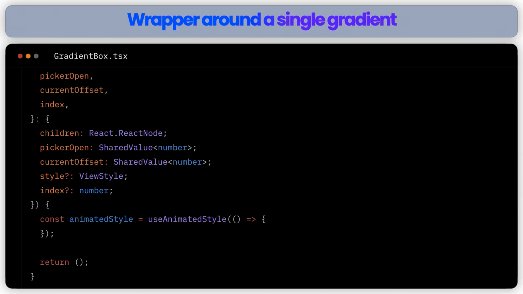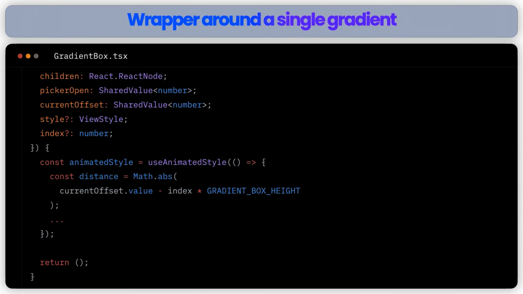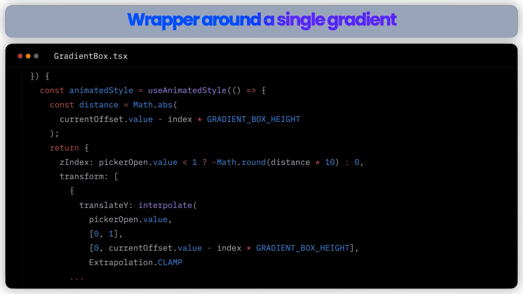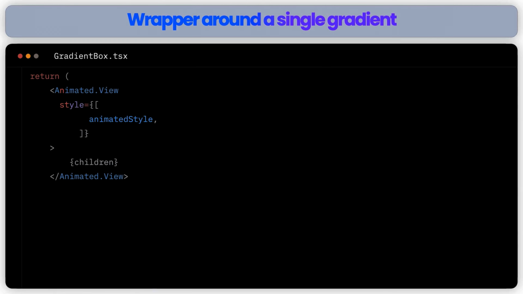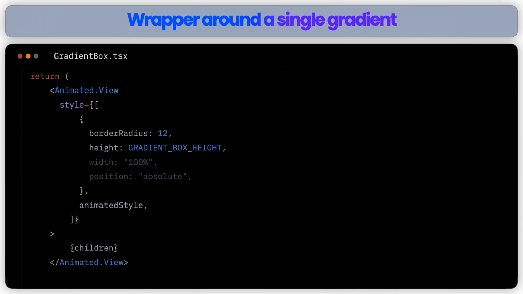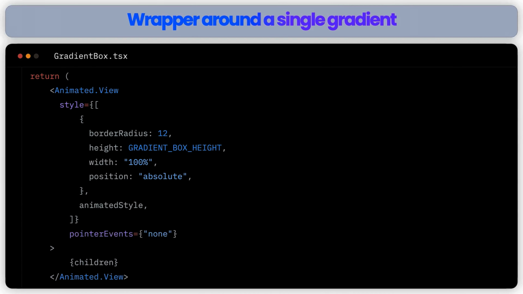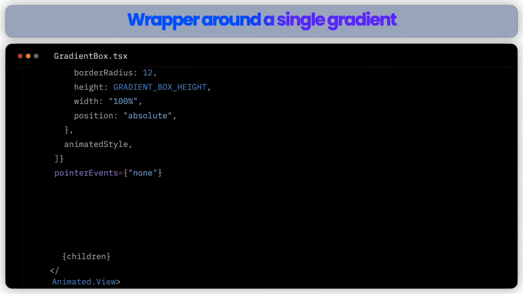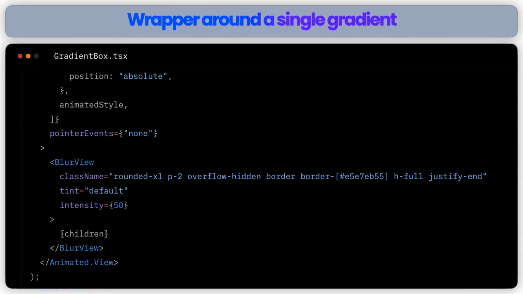Let's compute a few variables first. We can use these variables to set some styles of our view using interpolate and interpolateColor functions. We can then pass the animated style object to an animated view component. Let's also give it an absolute position so it's placed under the gesture detector when not translated, and disable pointer events. Last, we can use a blur view to make it fancier.